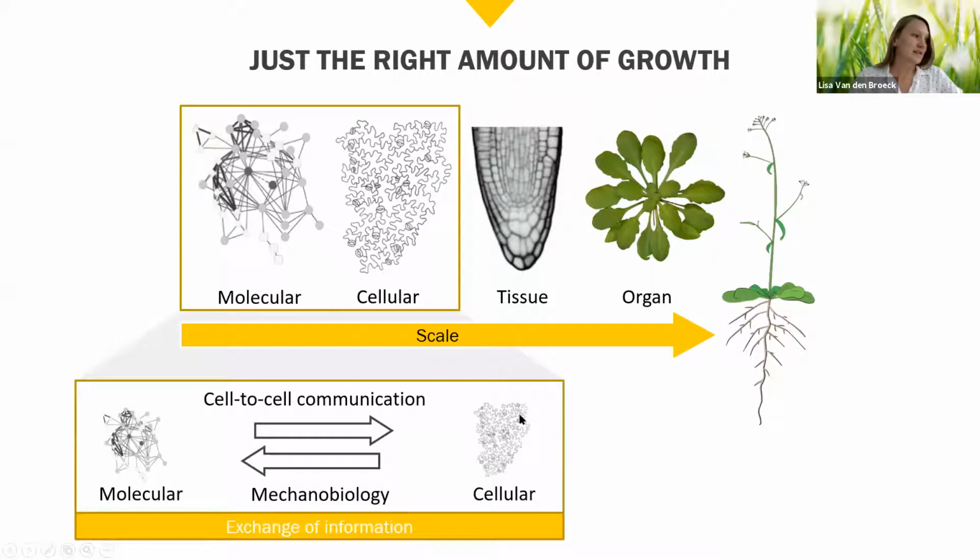Additionally, there are mobile factors such as peptides and transcription factors that allow cells to communicate with each other and bridge the gap between molecular and cellular scale. And although not my expertise, I also think that through mechanobiology, cellular signals feed back to the molecular scale by mechanical factors that elicit different signaling mechanisms. So we want to understand the control of cell growth and specifically cell division by integrating and bridging this molecular and cellular scale. So how do plants achieve the right amount of growth across these scales?